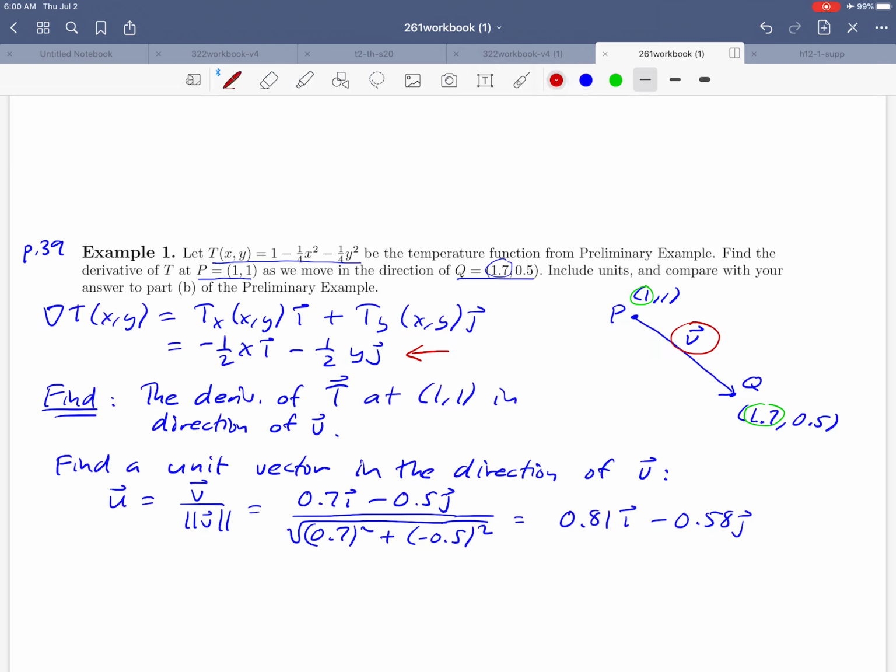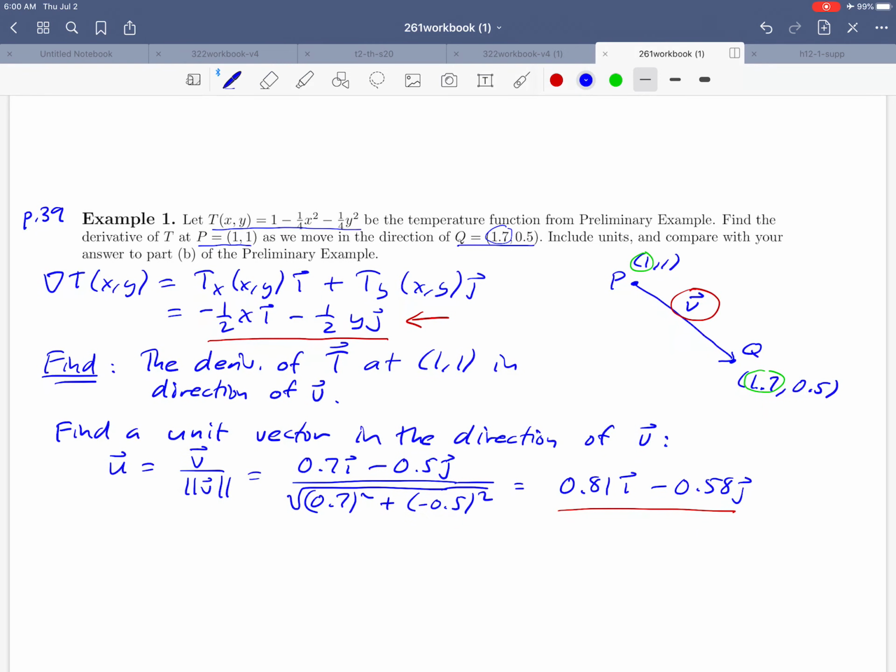Okay, so now we have the two pieces that we need to find the derivative. We've got the gradient, and we've got a unit vector. And so we're going to use the formula from the top of the page to calculate this directional derivative. The notation for that again is T sub u, the derivative of T in the direction of u. Our formula tells us we just need to take the gradient at 1, 1 and dot it with that unit vector that we just found.